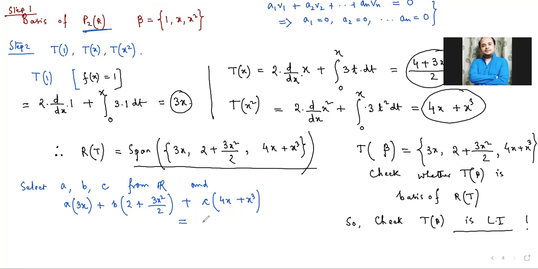Now, on the right hand side, what will I write? 0. No. What is the 0 in P3R? It is not just 0. It is 0 into x cube plus 0 into x square plus 0 into x plus 0 into 1. Now equate all the coefficients, the like coefficients, and tell me whether A, B, C are 0 or not.